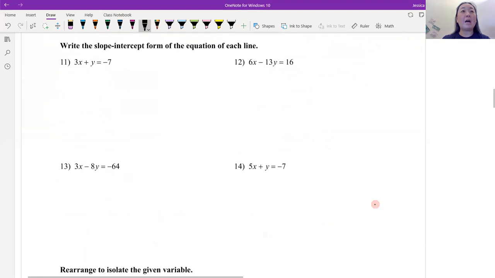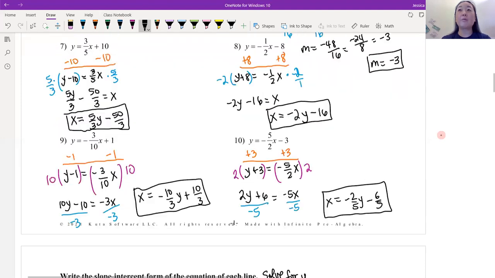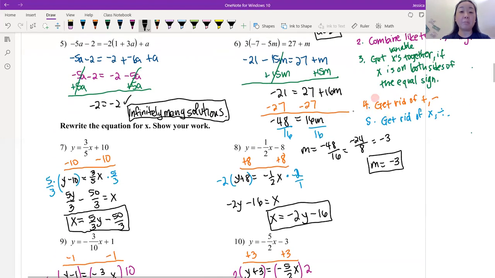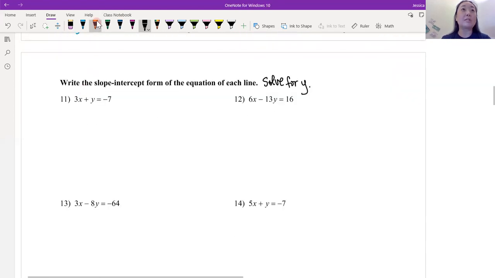Now we have it in general form, i.e. standard form, and we're going to change it to the slope-intercept form, which means we're going to solve for y. Okay, so now we want y by itself. So again, it's going to be the same steps as we did before. We're literally just taking get rid of the plus or minus, and then get rid of the multiply divide. That's what we're going to do. It's exactly those two steps.